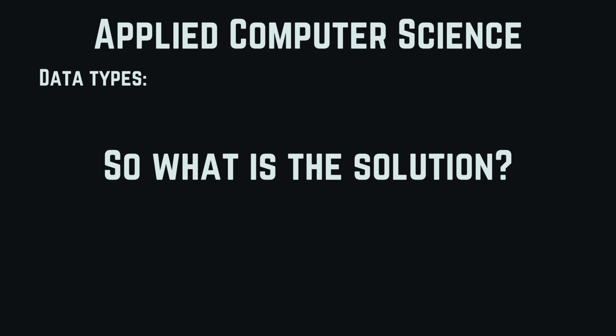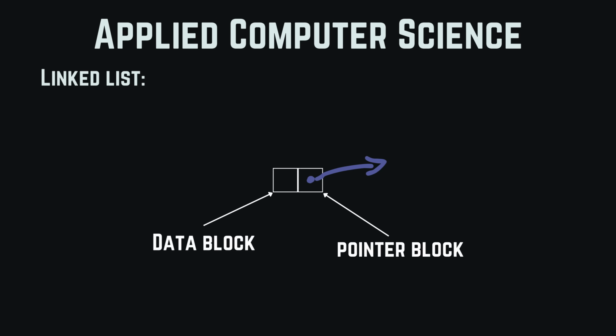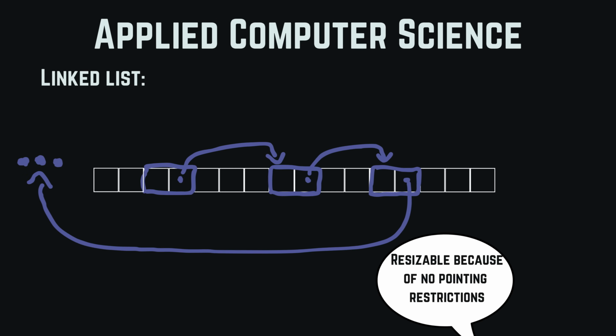So what's the solution? The solution is called a linked list, where you essentially have two blocks of memory. You store the data in one block, and in another block you have a so-called pointer, which points to another linked list element, thereby building a data structure that can be resized.